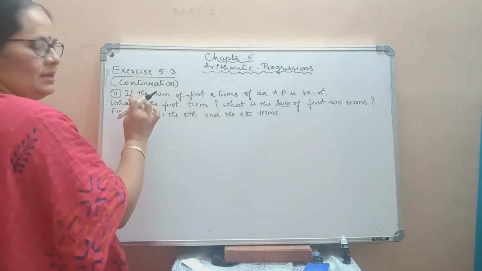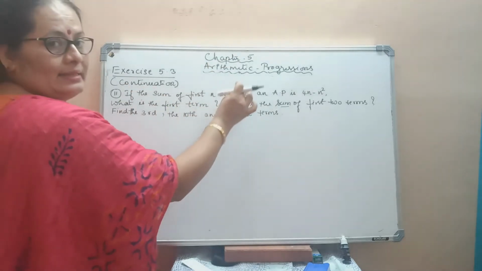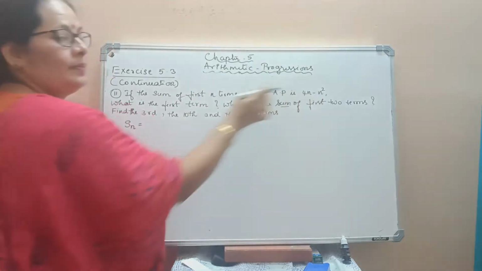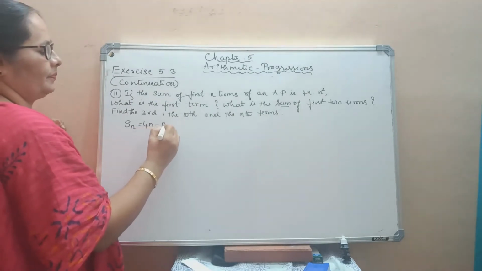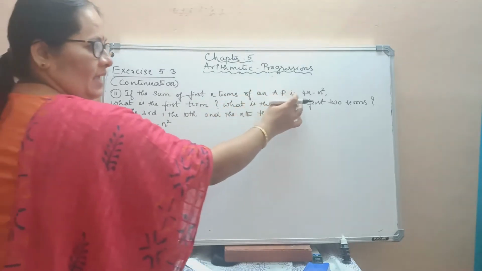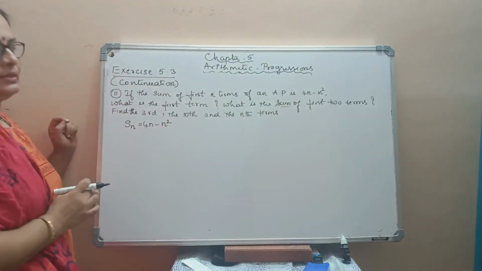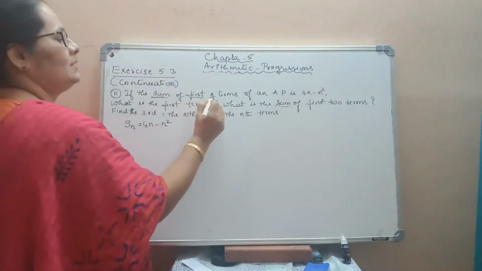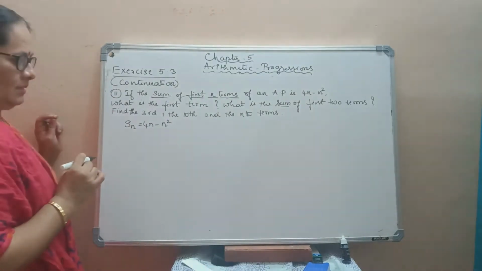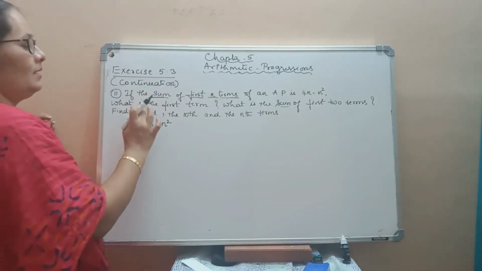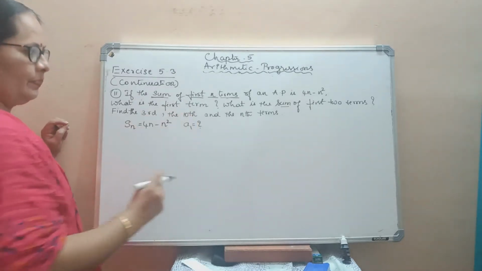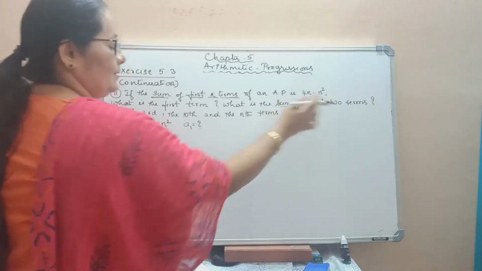So what is given here? Sum of first n terms, that is Sn, which is given as 4n minus n square. The sum of first n terms of an AP is 4n minus n square. So you need to calculate what is the first term, A1.